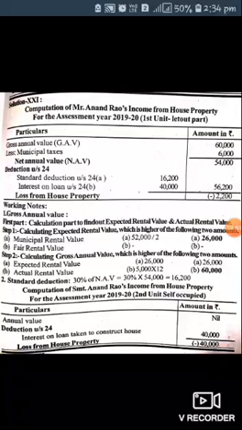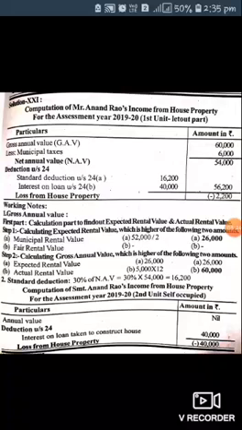The expected rental value is 26,000 and the actual rental value is 5,000 into 12 months, that is 60,000. So 60,000 will be taken as the gross annual value, and standard deduction at 30%, that is 54,000 into 30%, is 16,200. So he's getting a loss from the let out part.